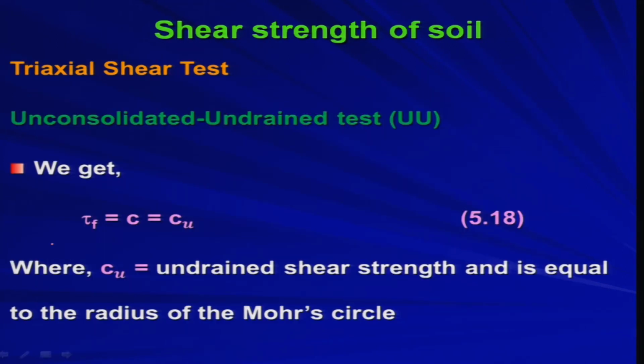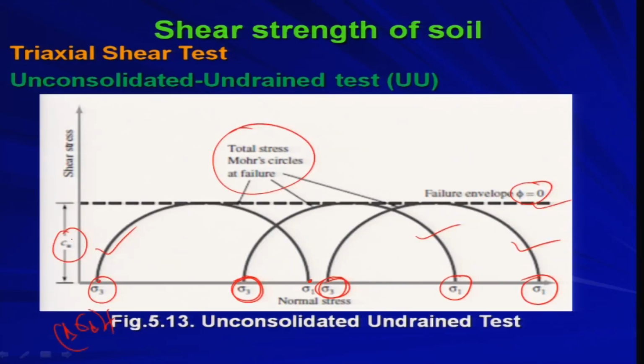Therefore, we get τ_f equal to c, only cohesion, equal to c_u, where c_u is the undrained shear strength and is equal to the radius of the Mohr circle. As you have seen from this figure, c_u is nothing but the radius of the Mohr circle. This is your radius.